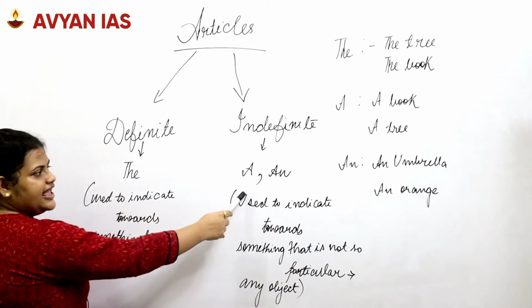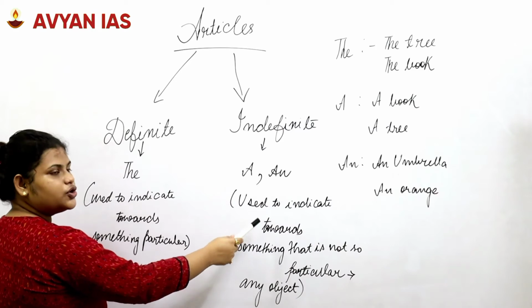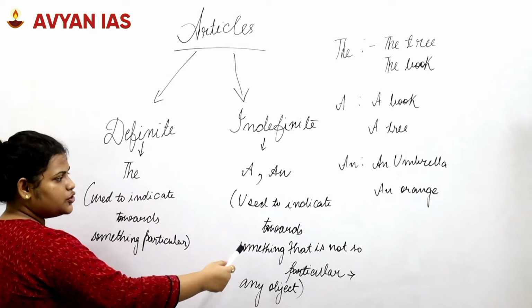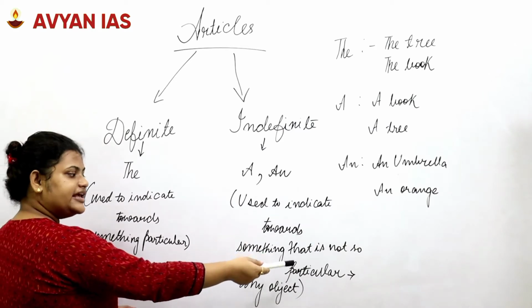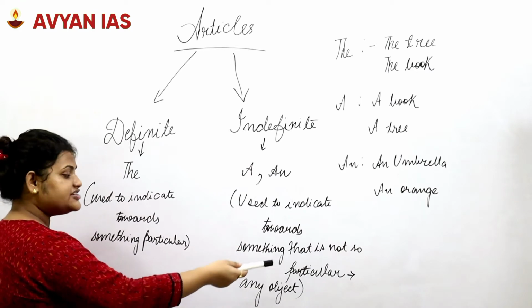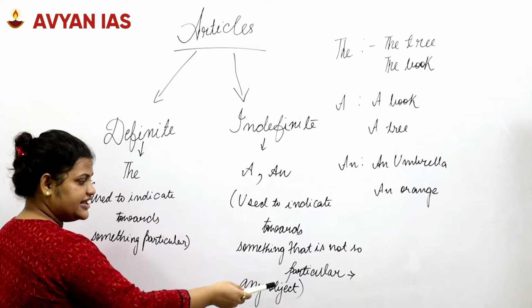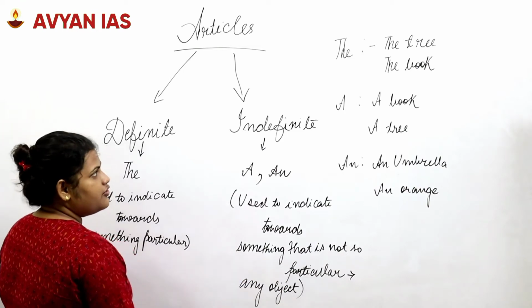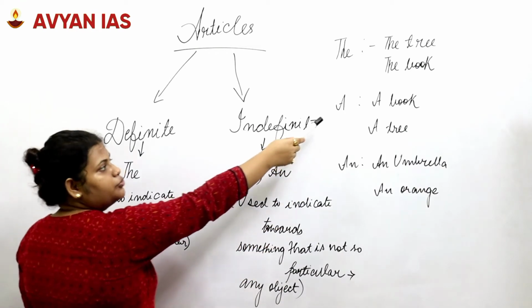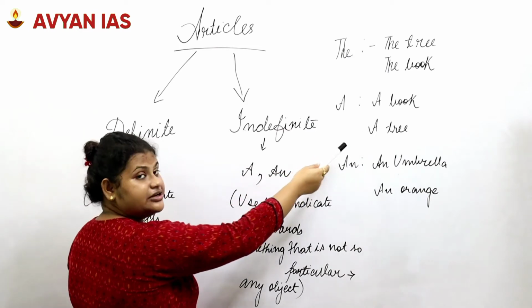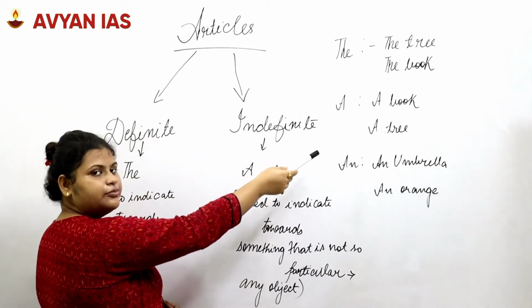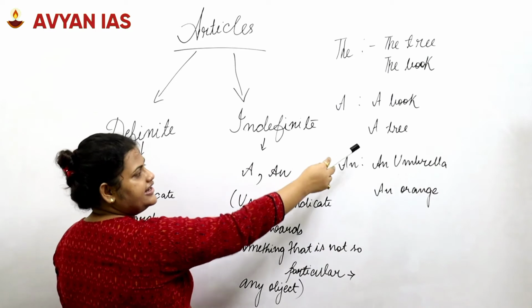For using a and an before a word or a sentence, it is used when we are trying to indicate towards something that is not as particular or not indicating towards anything very proper. For example, we can say a book or a tree. It means that it can refer to any book or it can refer to any tree.